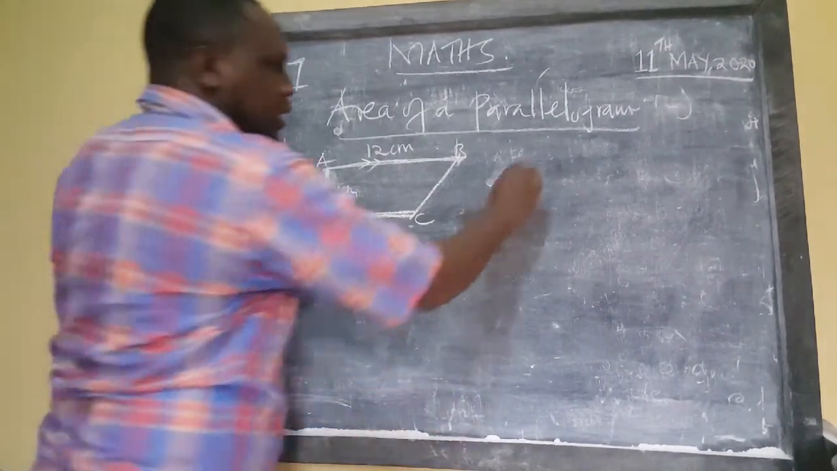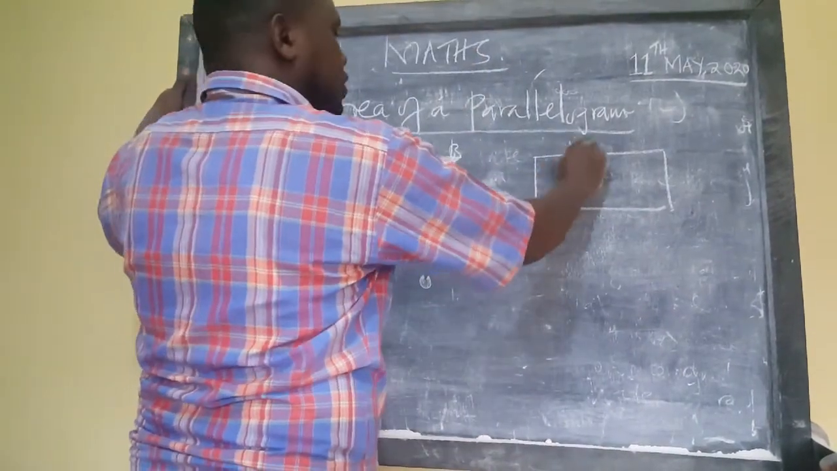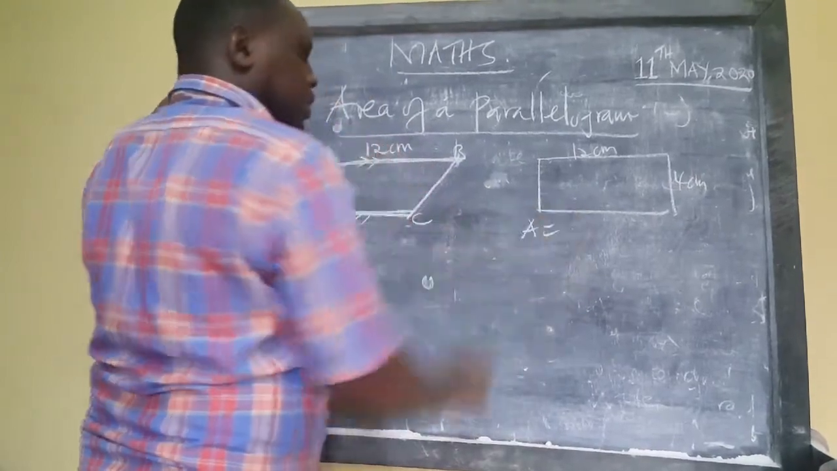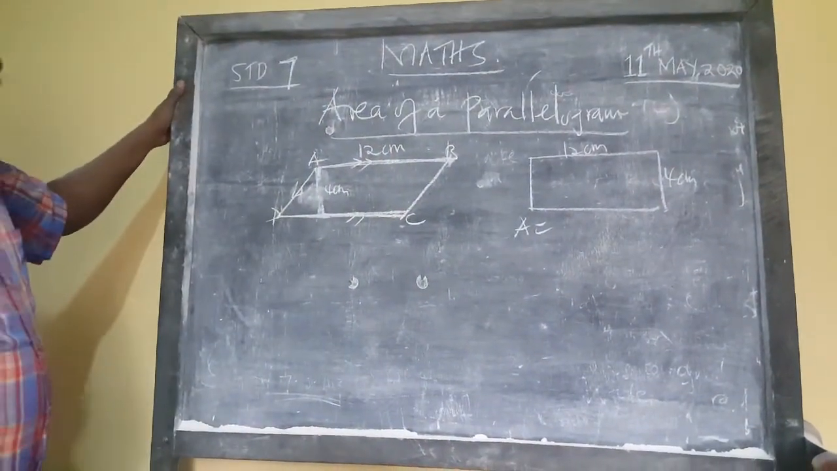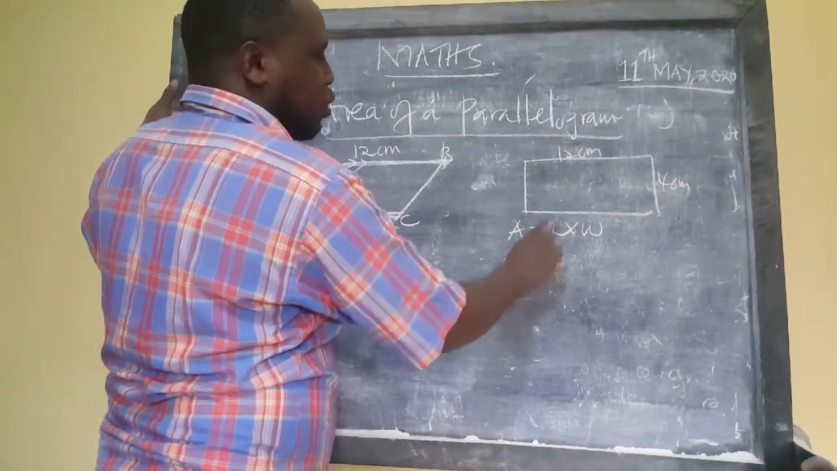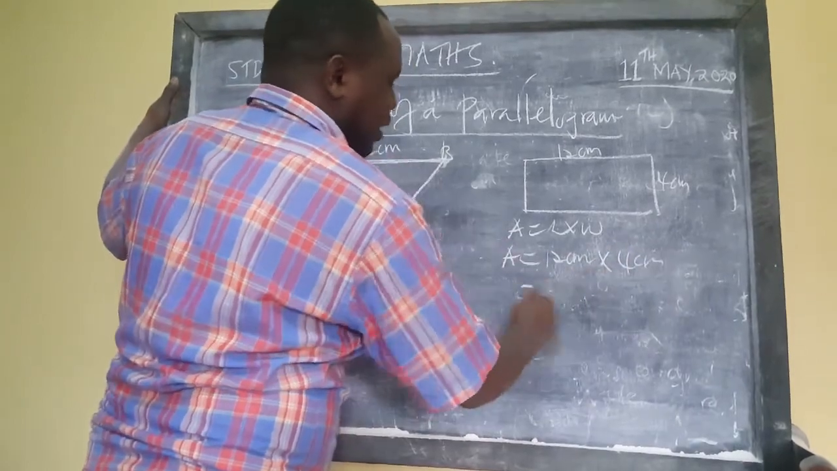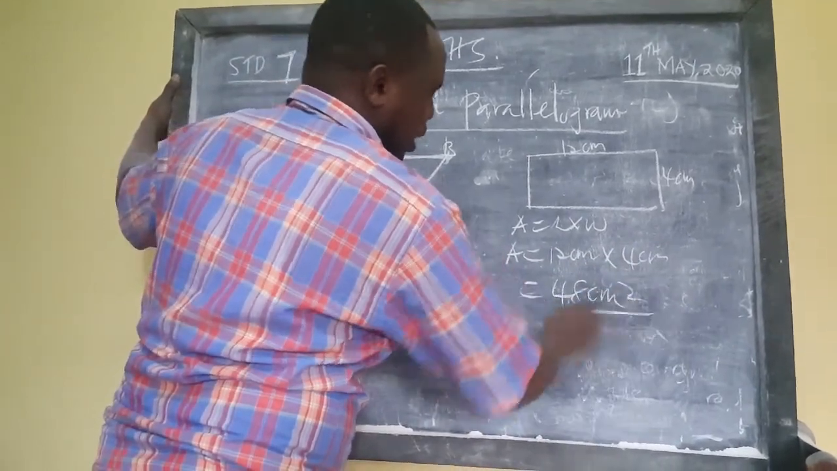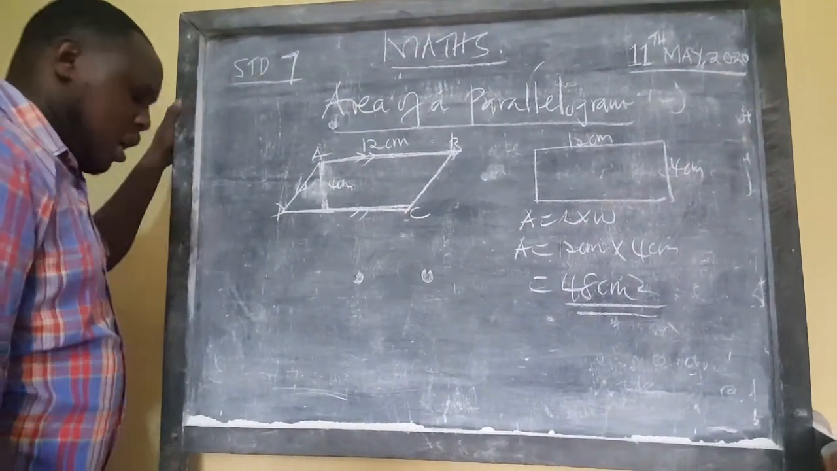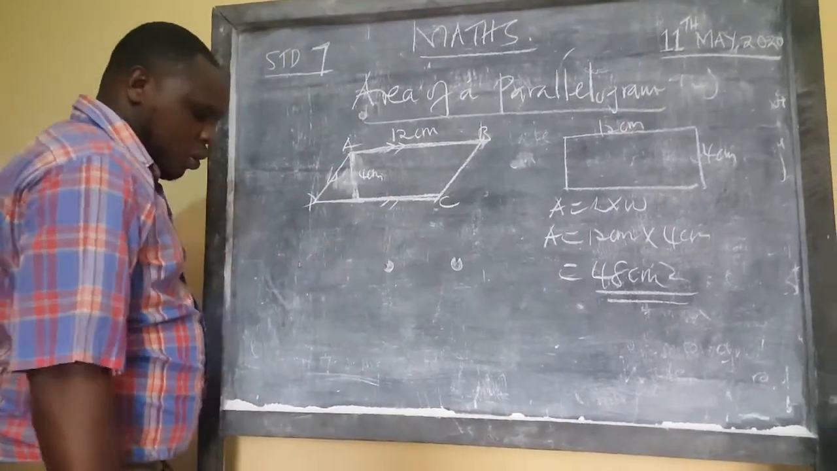Now, I want you to look at this rectangle here. Our rectangle is 12 centimeters and a height of 4 centimeters. If you want to get the area of this particular rectangle, area is equal to length times width. And so the area will be equal to length 12 centimeters and the width of 4 centimeters. That will give us 48 centimeters squared.